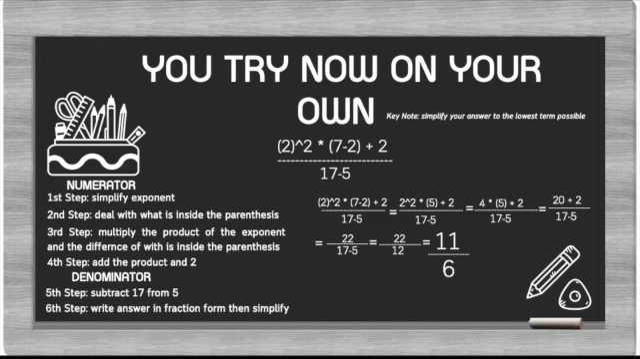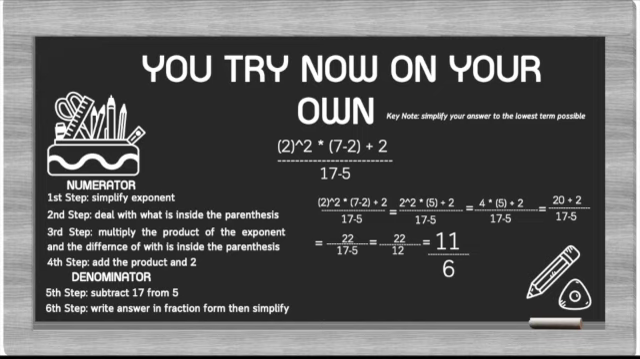Alright, since we are dealing with a fraction, I usually think about fractions as puzzle pieces. So the numerator is one piece and the denominator is another piece. I will first deal with the numerator, so I'm going to read from the left side. Numerator. First step, you will simplify the exponent. The second step is you will deal with what is inside of the parentheses. The third step is to multiply the product of the exponent and the difference of what is inside the parentheses.